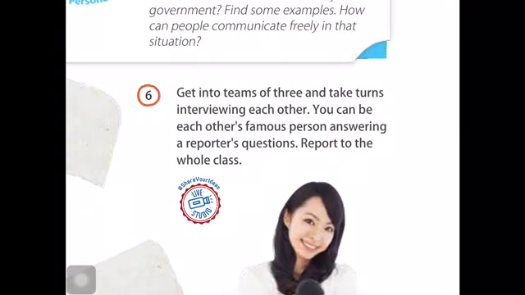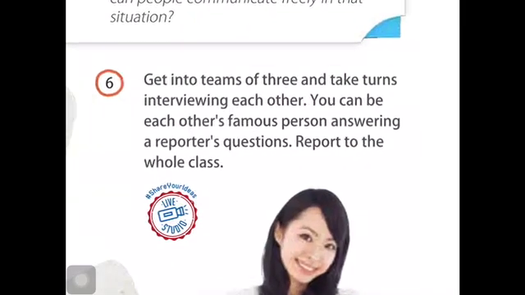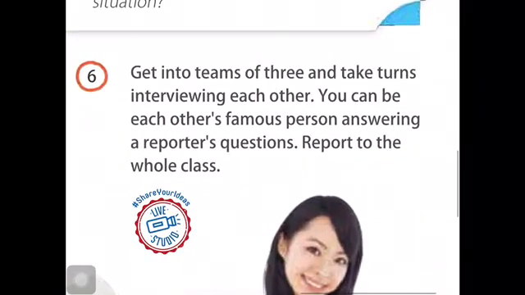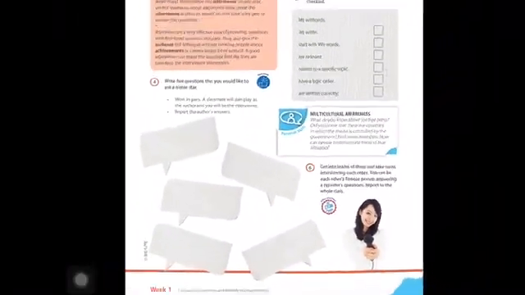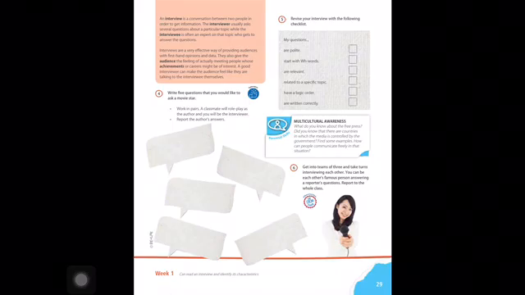Exercise 6 says that you have to make teams of 3 and take turns interviewing each other. For the moment, we can't do this, but maybe in the virtual class that we are going to have this week, you will be able to do this activity, take turns and ask each other questions about a famous person. Okay? This is all. So thank you very much.